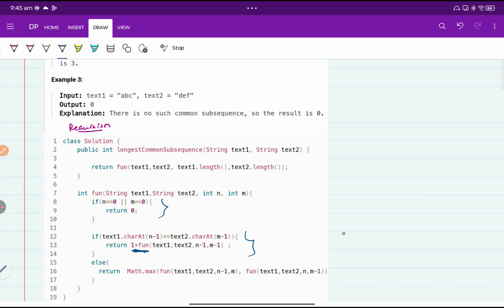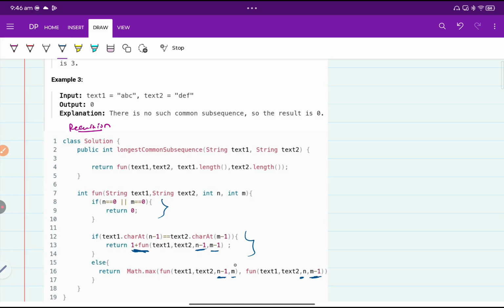But if I have to return the maximum value, then I get the element from this. So 1 plus I call the function for the smaller values n minus 1 and m minus 1. A similar thing happens here: if no character is found, then I call n minus 1 and m, and n and m minus 1, and return the maximum value of whatever is returned from them, either including or excluding the last element.